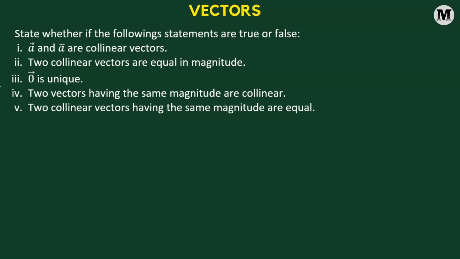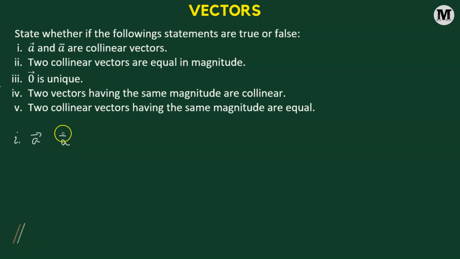So here we need to state whether the following statements are true or false. Let's begin with the first one. So here we are given two vectors. One is denoted by A with an arrow sign on top of it, and then we have another vector with a bar on top of it.